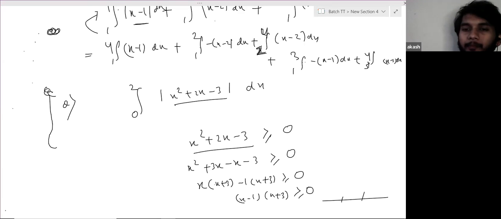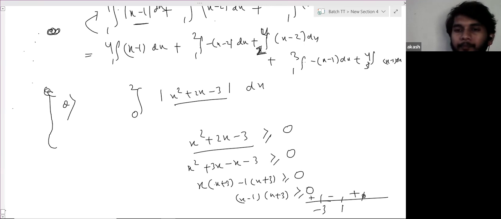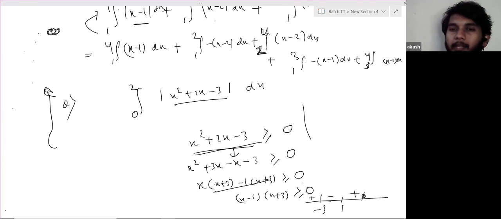Now on the number line, this is 1 and this is minus 3. Positive, negative, and positive. This thing everyone knows, wavy curve method. If not, then how to solve any equations? Factorize. All right. After factorization, find the factors. Factors is x minus 1 equals to 0, so x is 1. X plus 3 equals to 0, so x is minus 3. So minus 3 and 1 are two factors. Start with the right, plus, minus, plus.